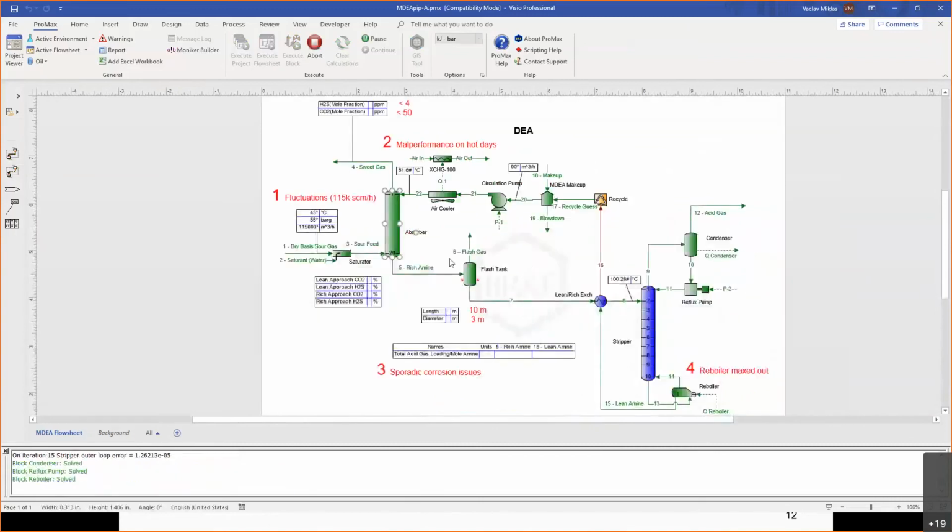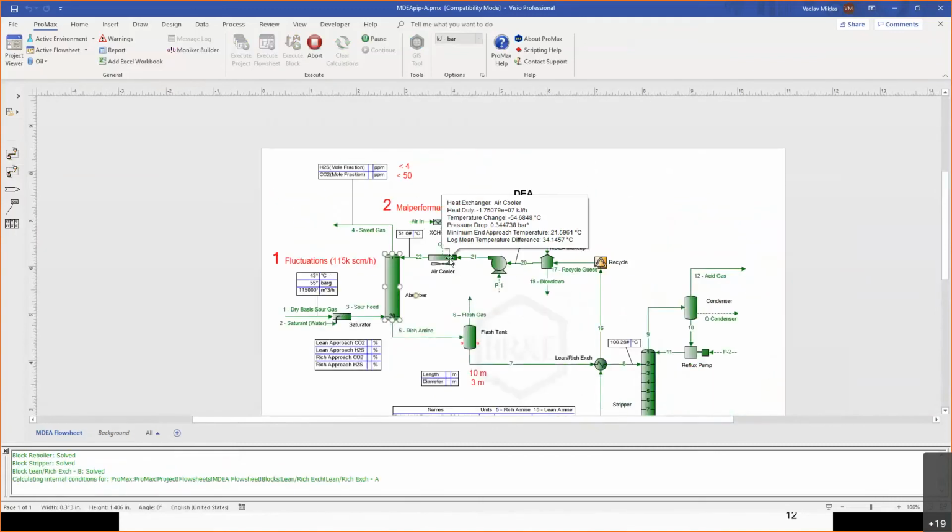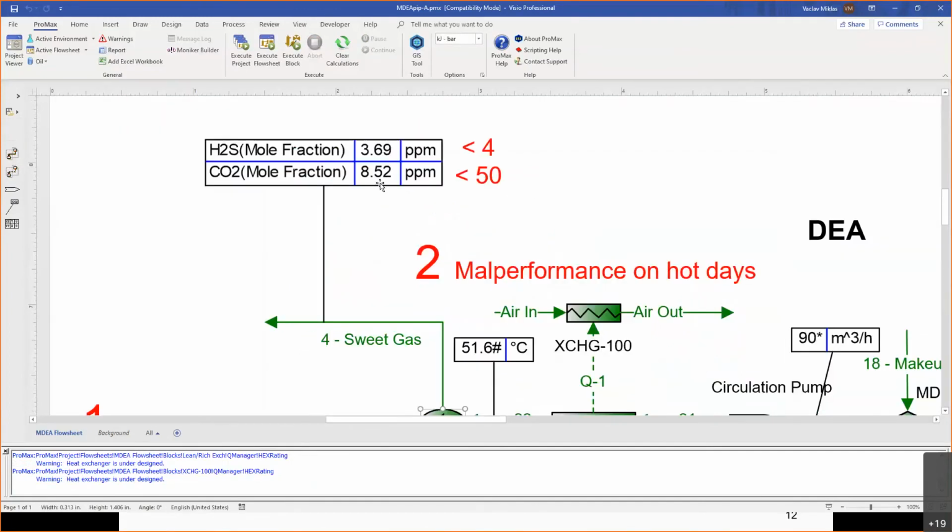What about the fluctuations? Here we are closer to the specification with H2S, but as you can see, overall still meeting the specification even at the higher flow rate. So I'm definitely not saying this is a perfect solution, but that's a nice thing about ProMax, that there's basically no borders to imagination or to creativity. And you have this powerful tool to investigate various scenarios, ask yourself what if, and see how it works as a whole, including the equipment.